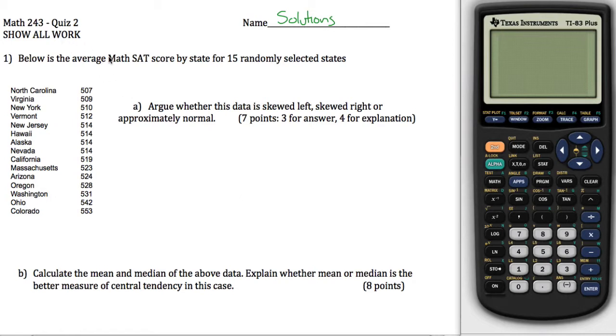Our solutions for quiz 2, math 243. We have some data here. I guess we got 15 observations of the average math SAT score by state. And what we want to do is argue whether the data is left skewed, right skewed, or approximately normal. Well, I guess I can start with the answer. The answer is this data is right skewed.